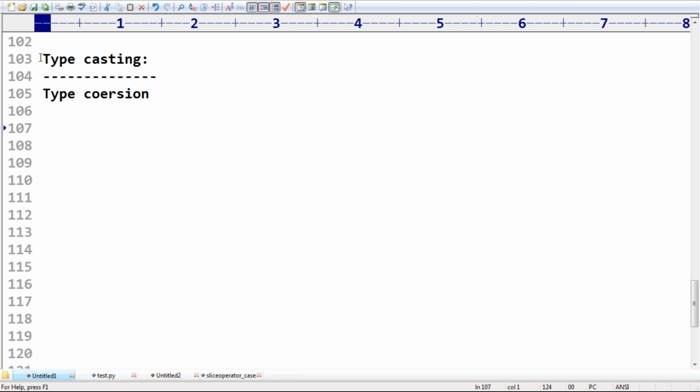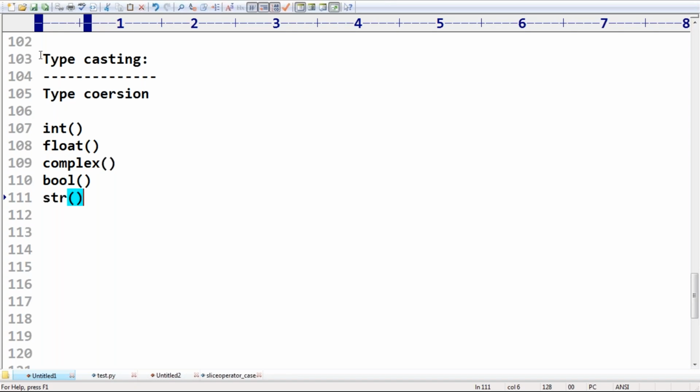How can you perform typecasting, sir? Very simple, by using the following functions. The int function is there, the float function is there, the complex function is there. Next, the bool function is there, and the str function is also there. Remember that.